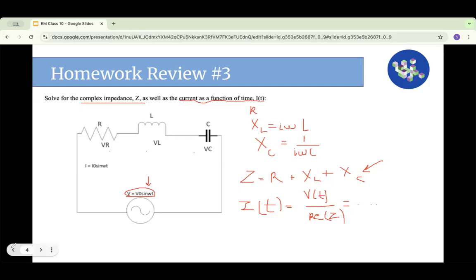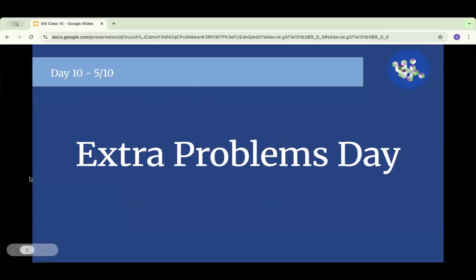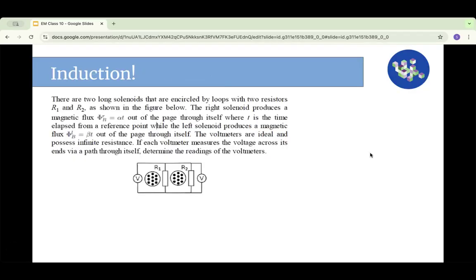If not, we can move on to the problems for today. Today's an extra problems day, so we're just gonna be going over a lot of problems. All right, let's go on to the first problem. It's going to be about induction.